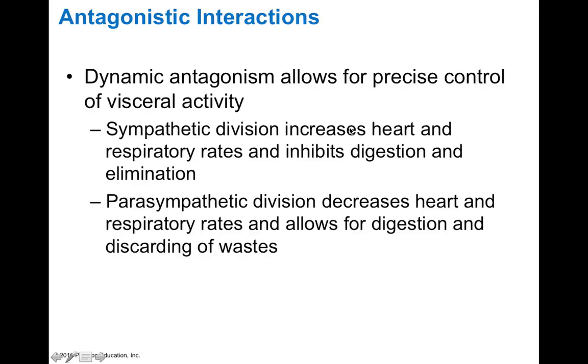So the sympathetic division increases heart rate and respiratory rate and inhibits digestion, whereas the parasympathetic nervous system decreases heart rate and respiratory rate, and allows for digestion and the discarding and elimination of wastes. So these two oppose each other. In that sense, they're dynamically antagonistic.